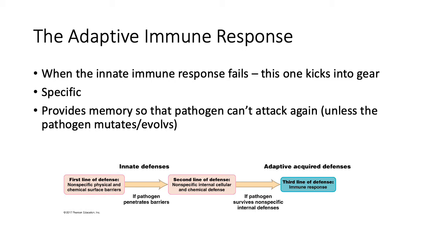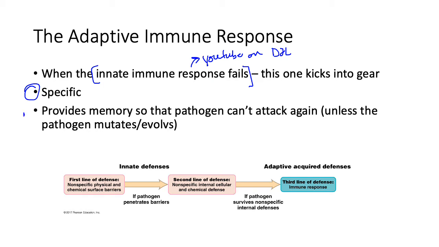So the adaptive immune response really happens when the innate immune response fails. And again, this is the YouTube video I posted on D2L. You can read or watch more about the innate immune response and take notes by watching that video. But when that response fails, that is when the adaptive immune response kicks in. And it's really important to remember that this response is specific. So it's going to specifically attack whatever pathogen is infecting you.